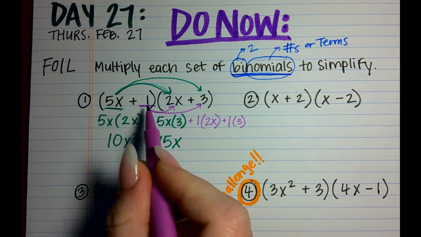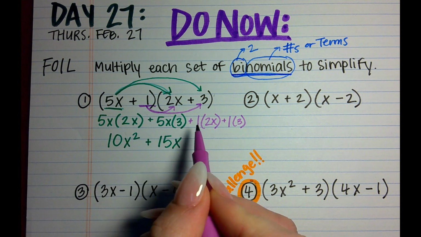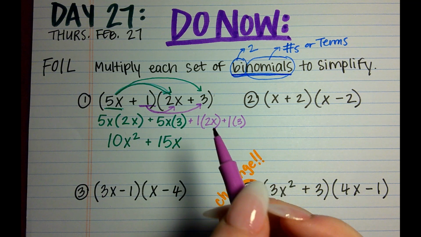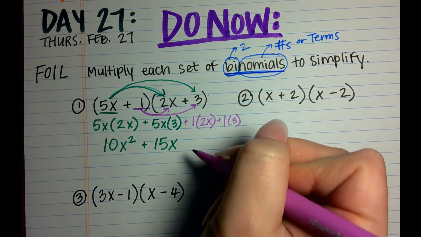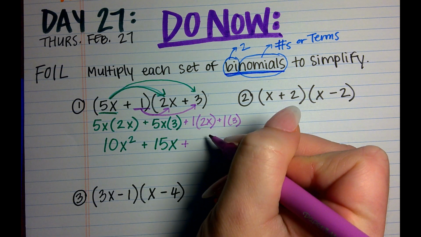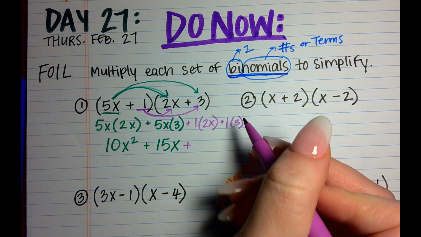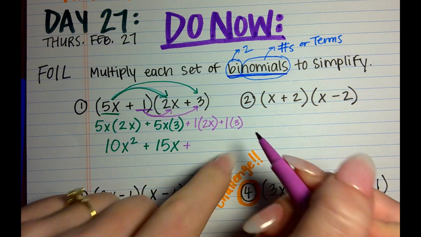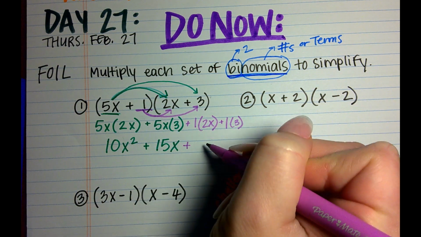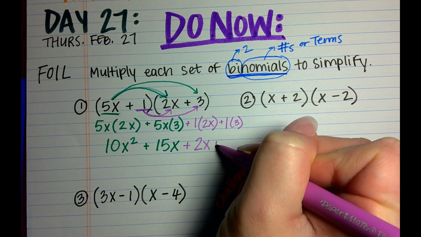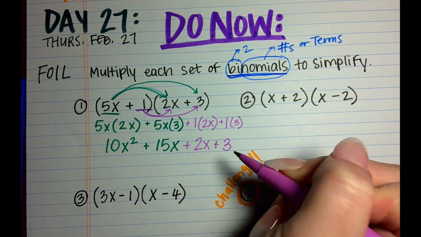It's really nice when we have 1 as one of our terms because whenever we multiply anything by 1, it doesn't change. So what's 1 times 2x? 2x. Oh, I'm sorry, I was jumping ahead. You're okay. It's a 2x. That's correct. 2x plus 1 times 3 is 3.